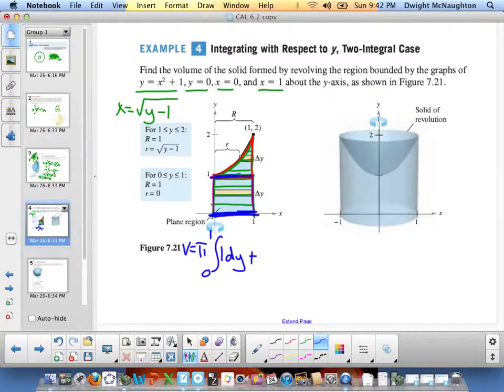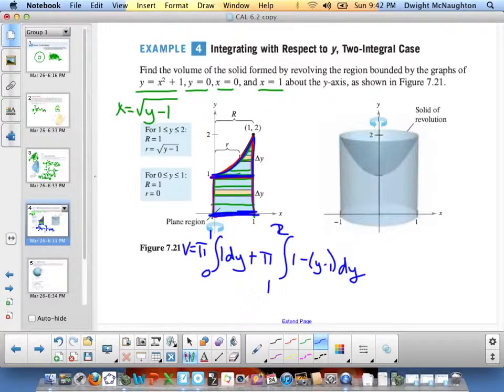Plus, and then we'll do the washers, because there's a little hole in there. It's not right up along the axis. So that'll be pi from 1 to 2 with respect to y. The outer radius is 1, so it'll be 1 squared minus the square root of y minus 1, squared, or we can just do y minus 1 with respect to y.